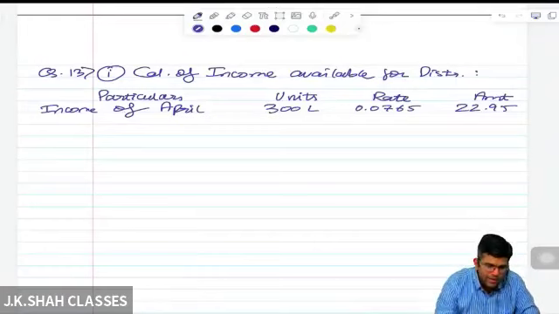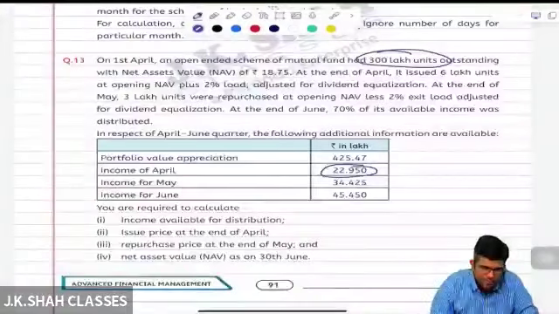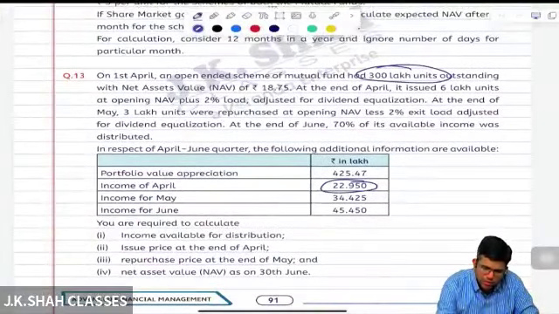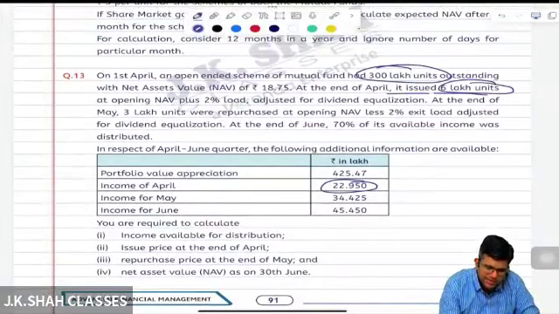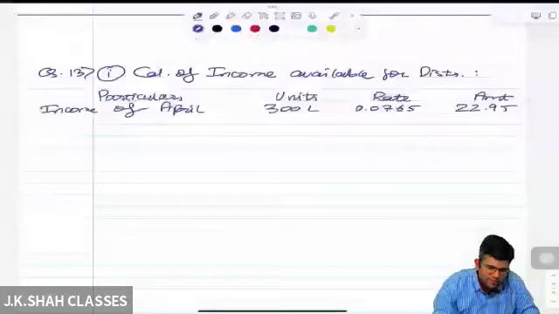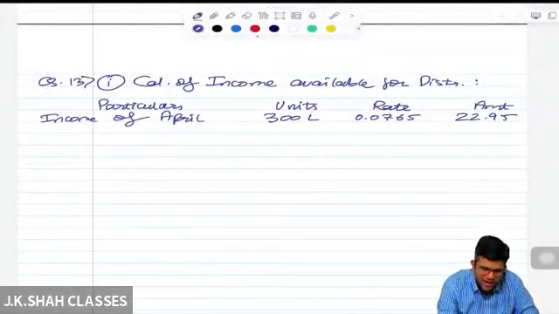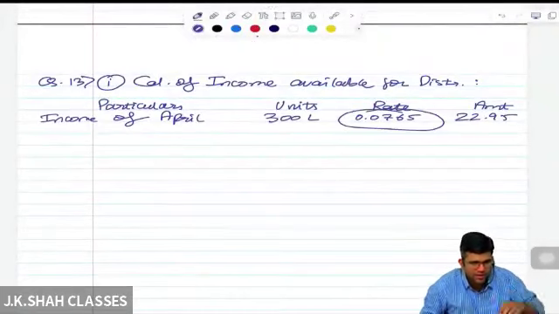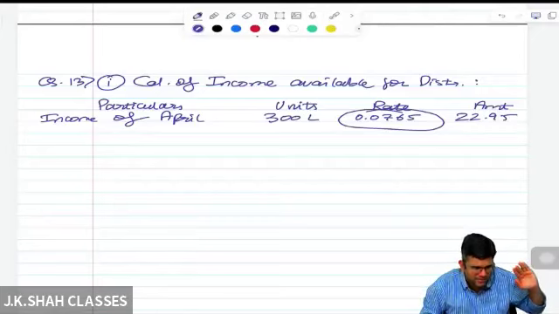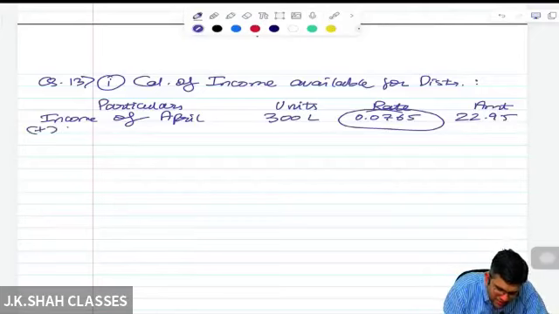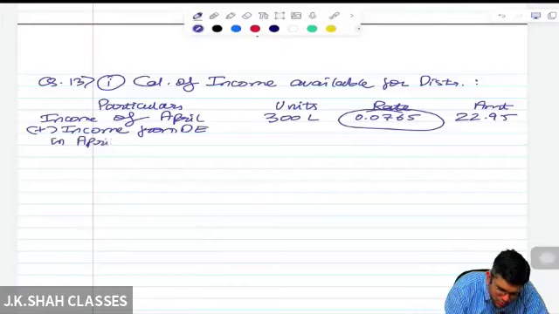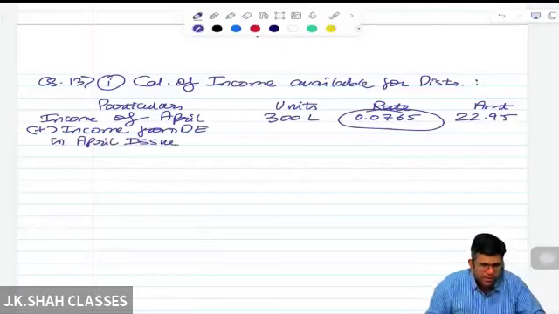Now, in April, what happened? In April, do you realize the mutual fund issued 6 lakh units? If the mutual fund issued 6 lakh units, from each unit I will charge this much more, for them to come on par with the remaining ones. Everyone clear? So the income will add income from dividend equalization in April issue.